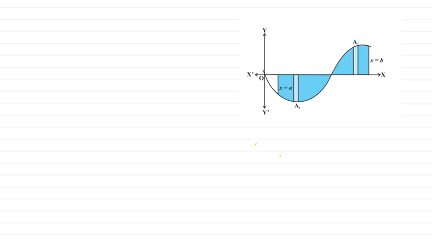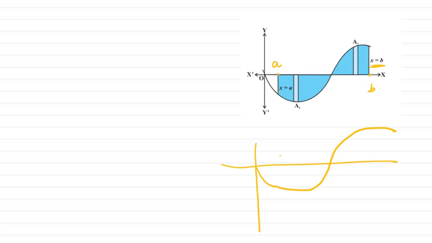Like as you can see in the figure, first the curve is below the x-axis, then it is above the x-axis. So in that case, here you can see x coordinate is a. At this point the x coordinate is b. It is given here x equals b, here x equals a. Now let's say this point is c.